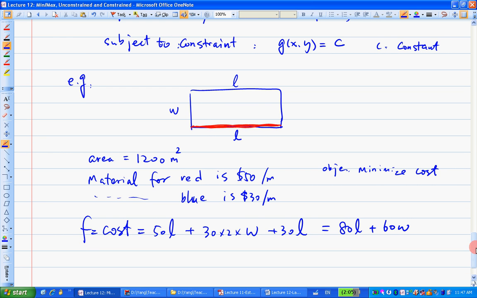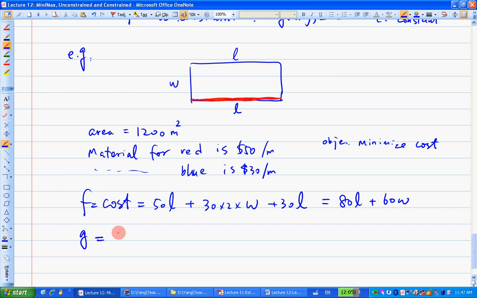And what will be the constraint then? The constraint is you need area always 1200 square meters. So what's the area? The constraint function will be W multiplied by L equals 1200 square meters. So this is the constraint, and this is the objective function.